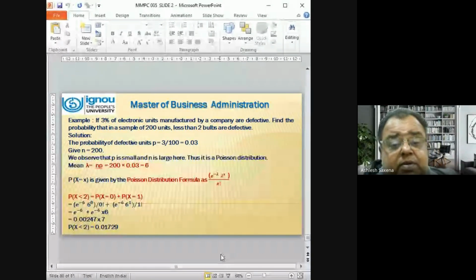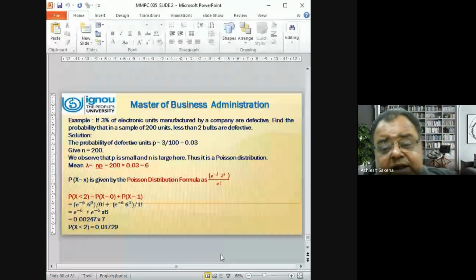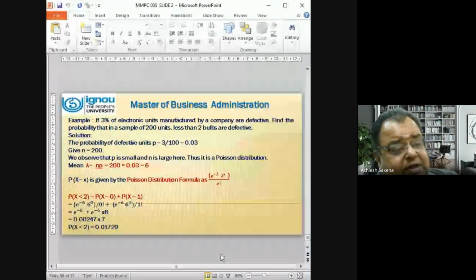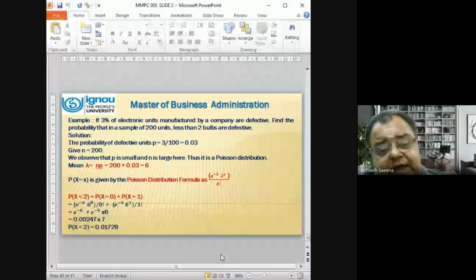Now going back to the problem, find the probability that in a sample of 200 units, less than 2 bulbs are defective. That means you have to calculate the probability of x less than 2. Less than 2 means no defective, or x equal to 0, and for one defective, you have to replace the value of x by 1.